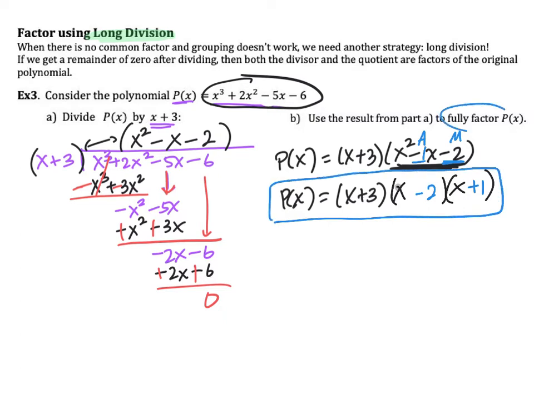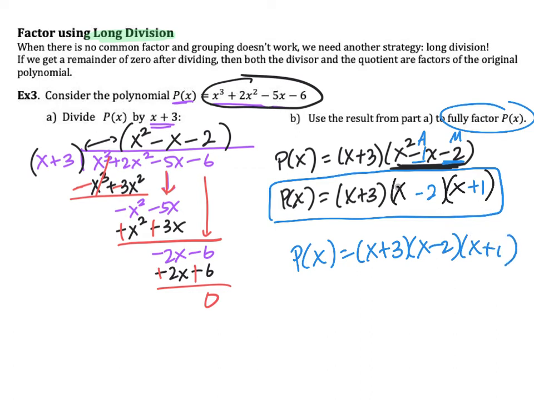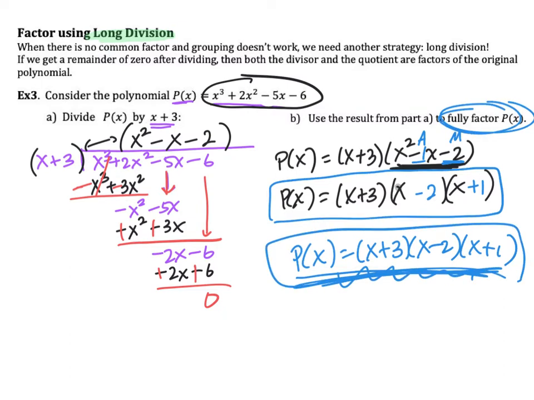When it says to fully factor p of x, we would get p of x equals x plus 3 times x minus 2 times x plus 1. So this is the p of x fully factored. If we asked you to solve, then you would have set that equal to 0, and you would have gotten x equals negative 3, 2, and negative 1. So if you were to graph it, the graph would cross the x-axis at negative 3, positive 2, and negative 1. But it just says to fully factor, so this is my final result.